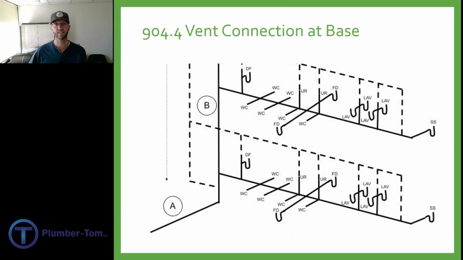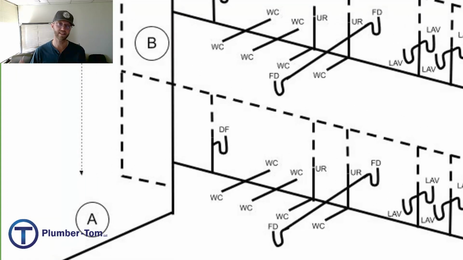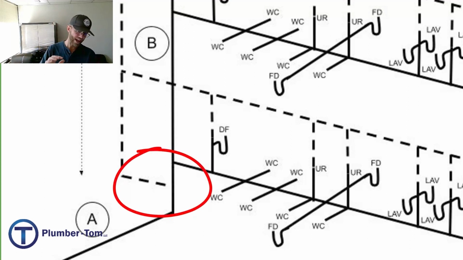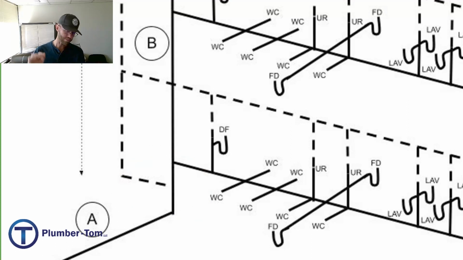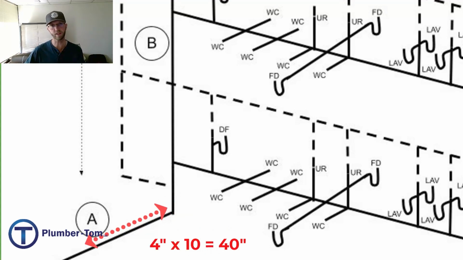All right, let's say that we have a system that is more than 5 branch intervals and we have to install a vent stack. How does that begin? Well, 904.4 states that the vent stack shall connect at the base of the stack, and that connection shall be at or below the lowest horizontal branch. Now, if that connects down below on the building drain, then it has to connect within 10 times the diameter of the drainage stack. They want it close to the stack. So if it's 4-inch building drain and we're going to connect our vent stack at the base at the building drain, it would need to be within 40 inches of the base of that stack.